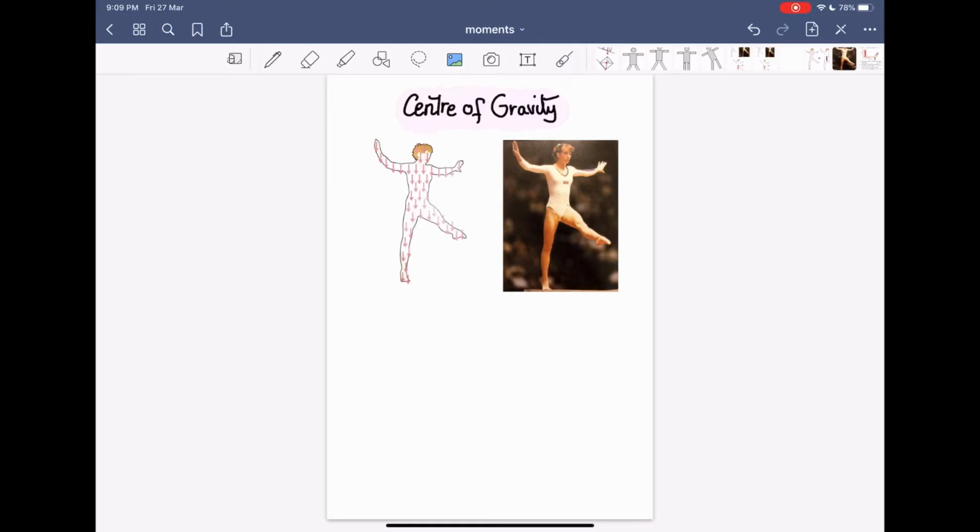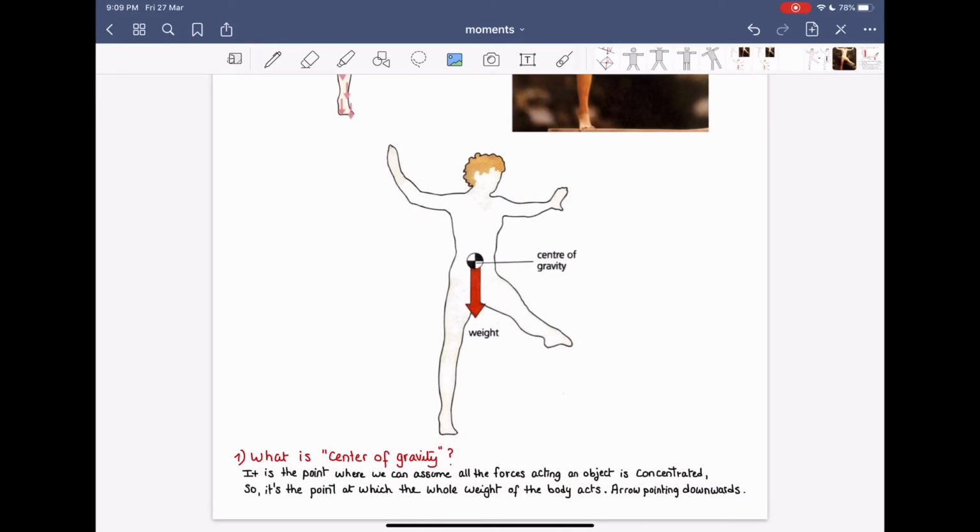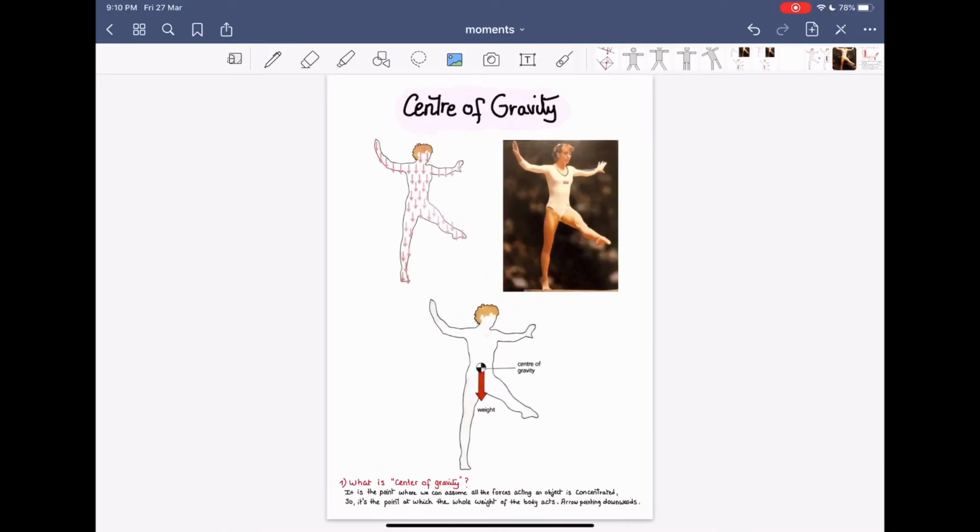If we join them all together, they will act as one single point or one single force pulling you at just one point, called the center of gravity or the center of mass. And we know that the weight is this arrow that pulls us down towards the center of the earth because of gravity. So the definition of center of gravity would be, it is the point where we can assume that all the forces acting on the object is concentrated. So it's the point at which the whole weight of the body acts, and it's an arrow pointing always downwards.